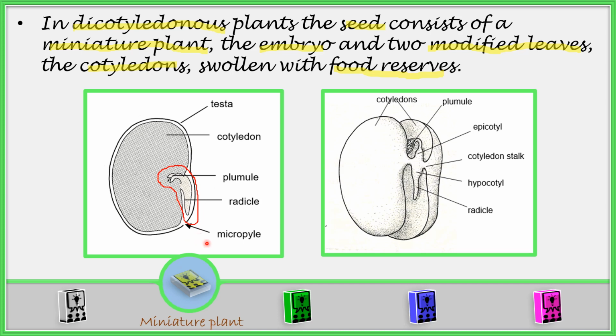Then it has the embryo, which of course is this one, our miniature plant, and the two modified leaves. The two modified leaves we are talking about are these ones, which we call the cotyledons. These ones are modified leaves, and they are swollen with food reserves. Those are our cotyledons.